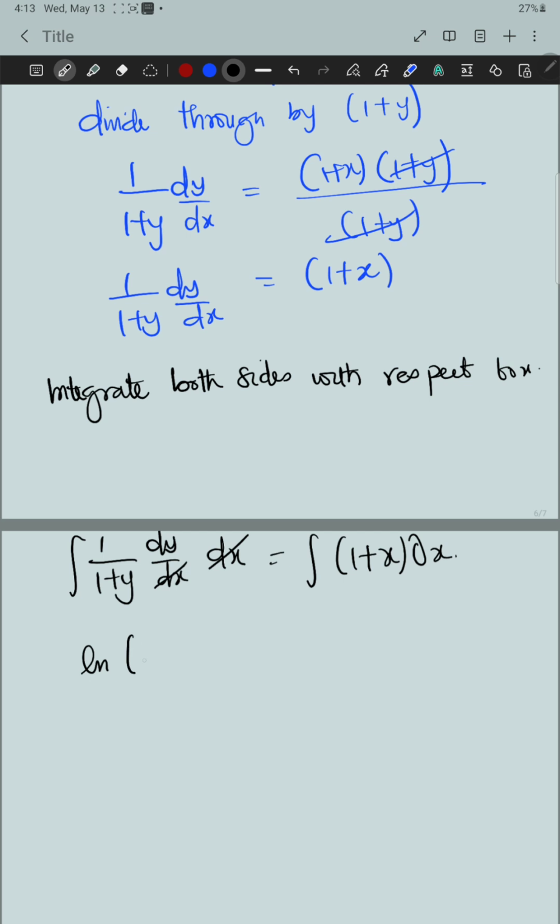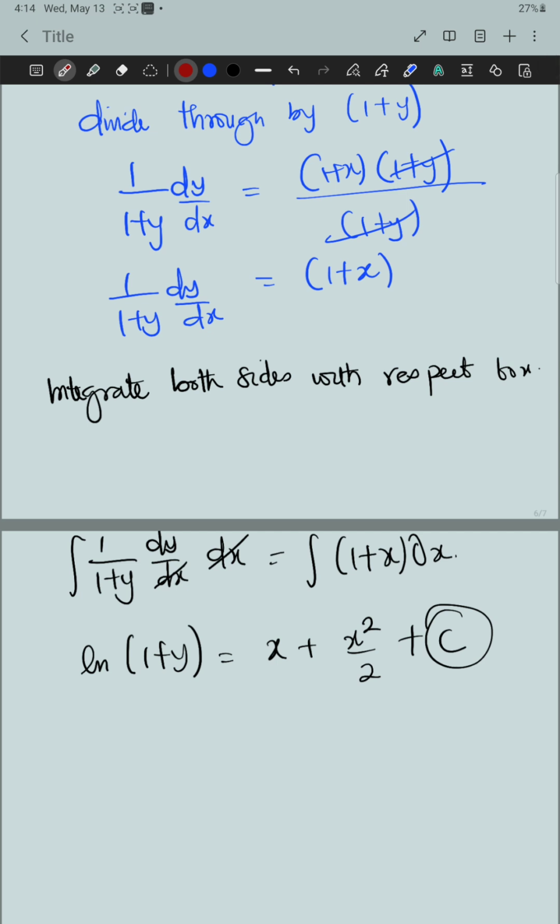We have ln of 1 plus y is equal to x plus... if you differentiate 1, it becomes 0, but if you integrate 1 dx, it becomes x. Do you understand? So differentiation and integration are opposites. Is that okay? So let's integrate this. We have x plus x squared over 2 plus c. Please don't forget to add this arbitrary constant. It is very, very important.